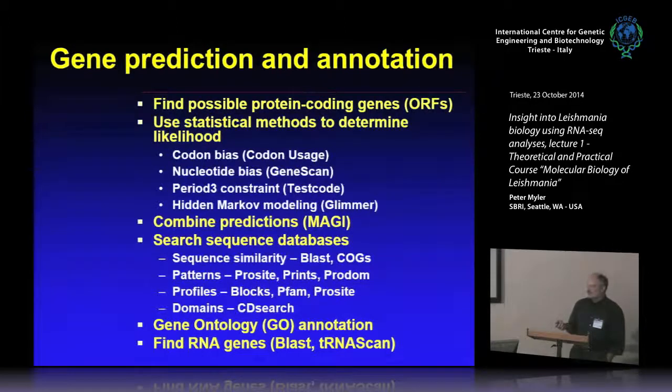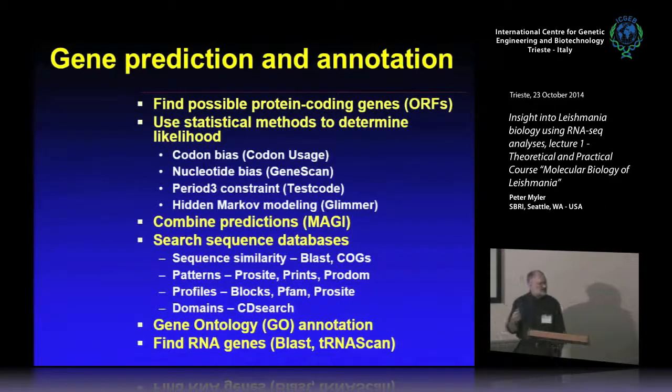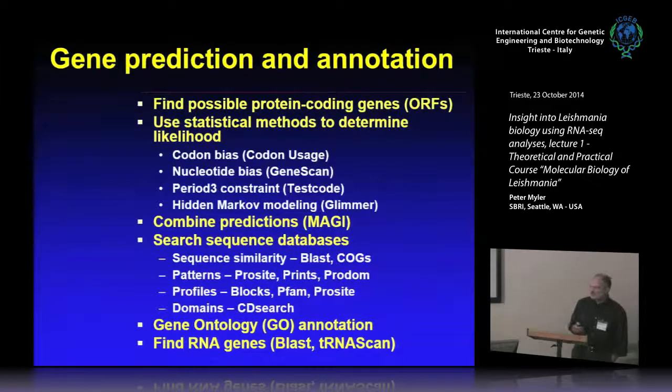And then you shouldn't forget that there's also RNA genes that you can identify using tRNAscan for tRNAs or BLAST searches for other types of RNAs. A lot of the smaller RNA genes are actually very difficult to predict computationally, so you actually have to use experimental evidence to identify those.